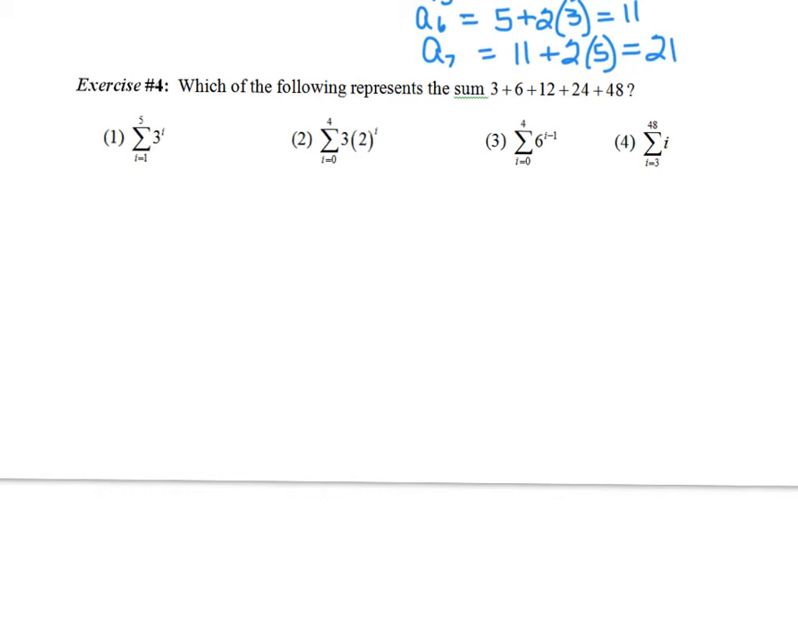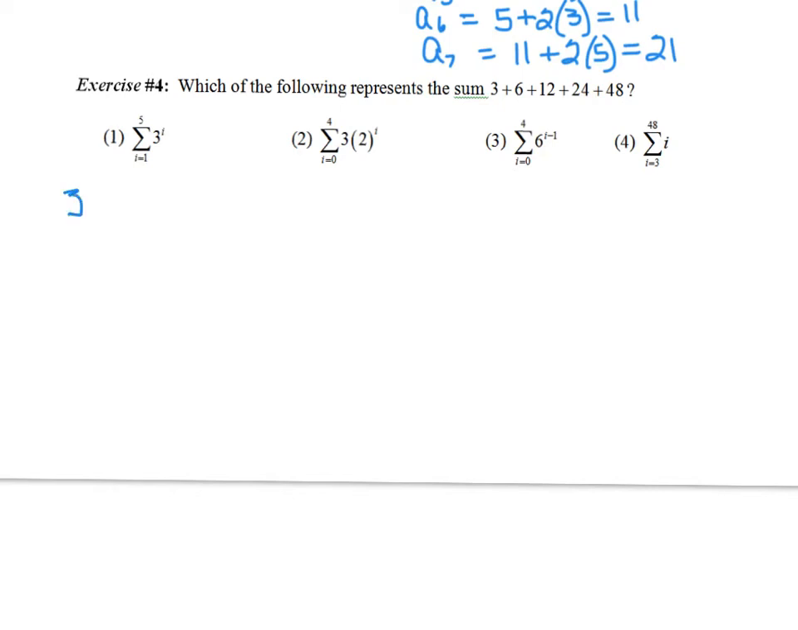In exercise number 4, we're given a summation and we're asked to figure out which sigma stands for that summation. So we're going to have to expand each of them and see which ones have terms that match the given. So for number 1, I see that I'm starting with i equals 1 and going to 5. And my function is 3 to the i.